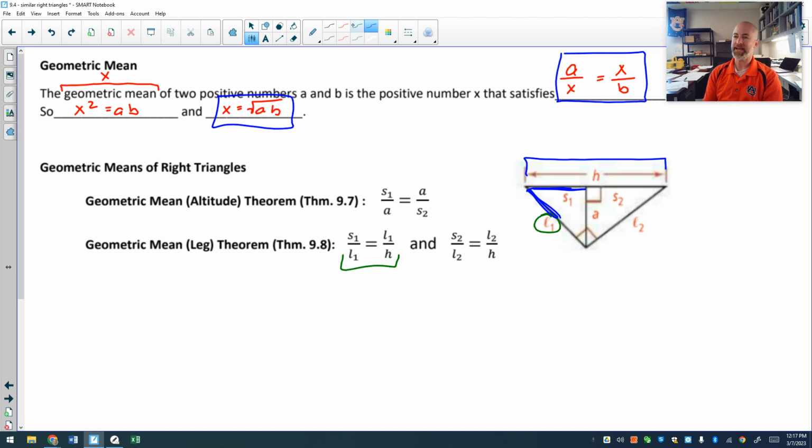And we follow that exact same trend for the other one. If we're looking at L2, now we're going to use the piece of the hypotenuse that touches L2. And it's S2 over L2 equals L2 over the whole hypotenuse. And so there are a couple of geometric mean situations where if you can recognize that those are the pieces we have and where the variable is, we can skip the similar triangles and go based on those proportions.